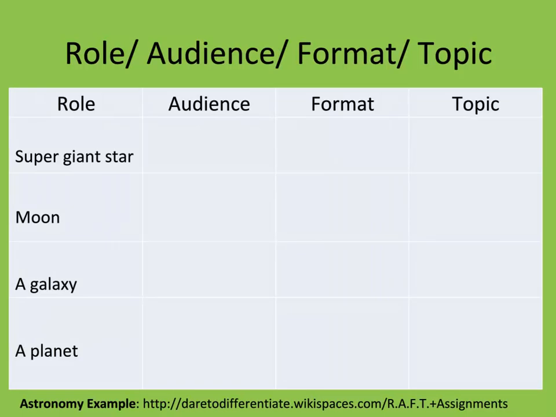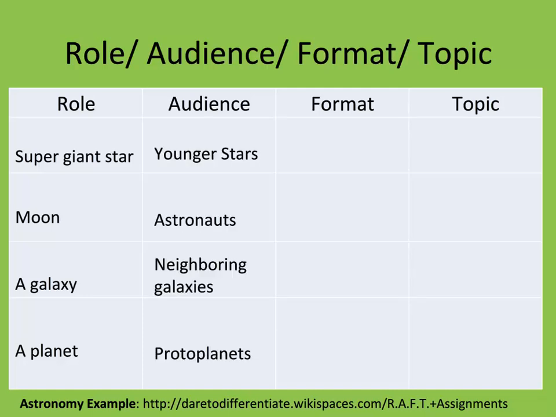Here is an example of a RAFT activity. You start out by making a chart. The first column is role, which tells you which point of view you will be using in the writing. We are going to use an astronomy example. The second column is audience, who you are writing for. In this case, the supergiant star is writing for the younger stars. The moon is going to write to the astronauts, and so on.